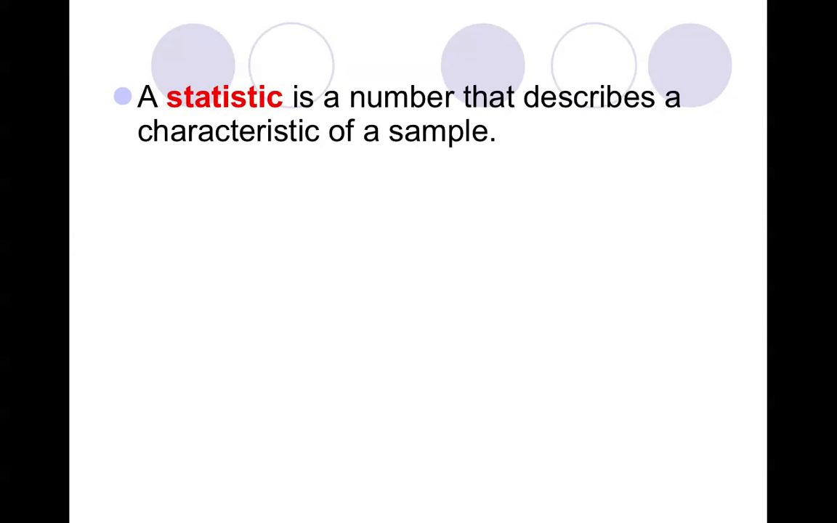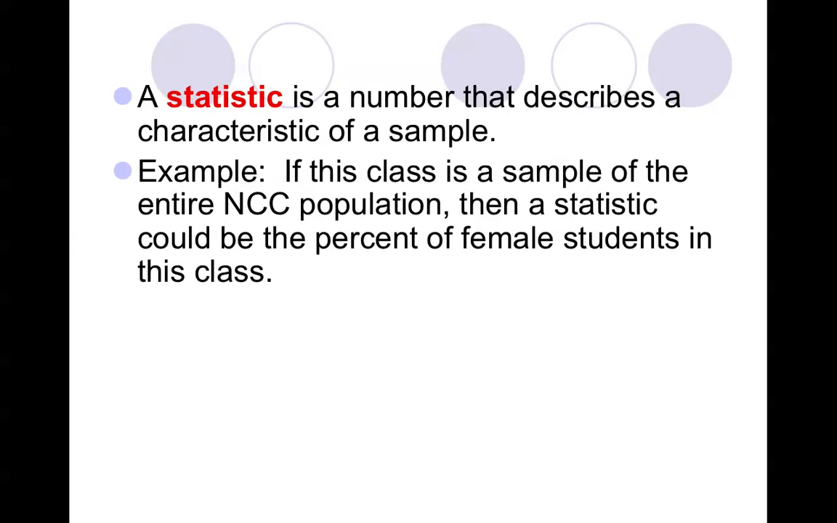A statistic is a number that describes a characteristic of a sample. For example, let's suppose our class is a sample of the entire NCC population. Then the statistic could be the percent of female students in the class. Another statistic could be the percent of male students in the class. Another statistic could be the average age of all students in the class.